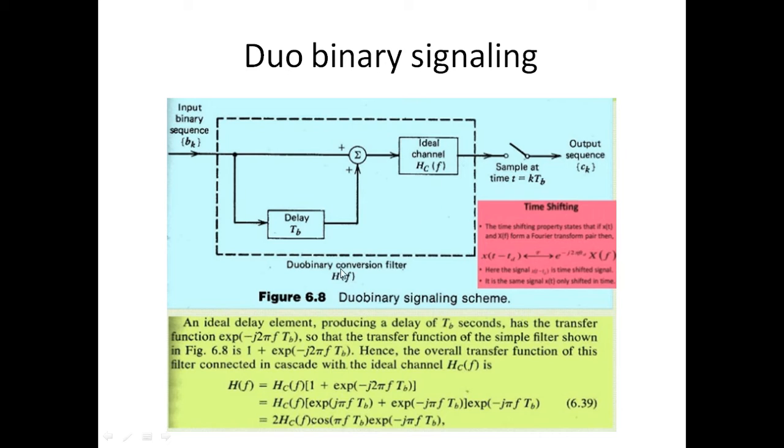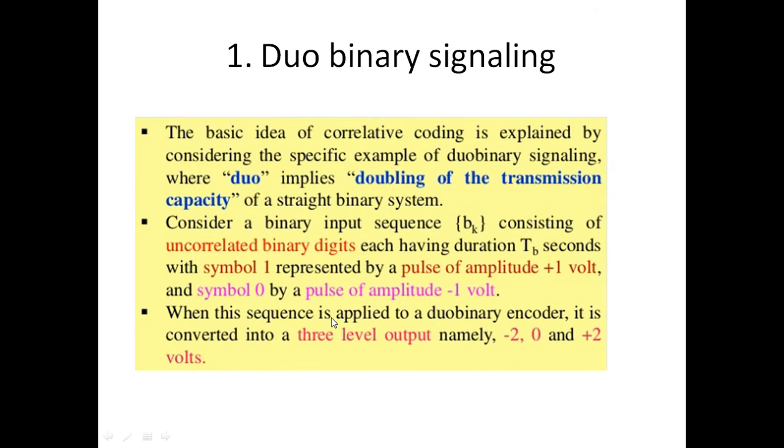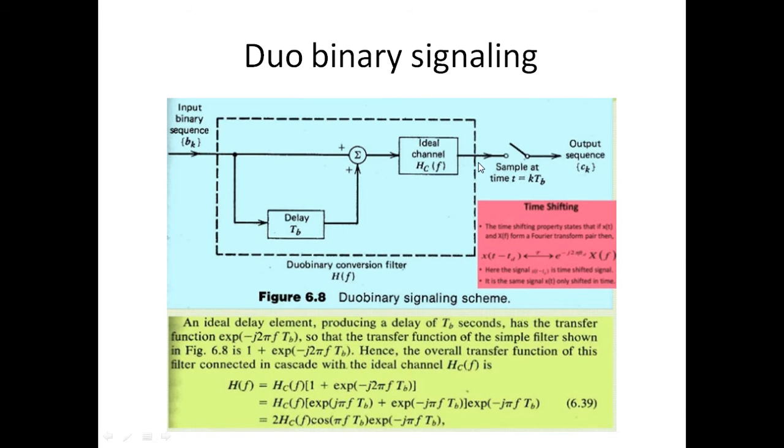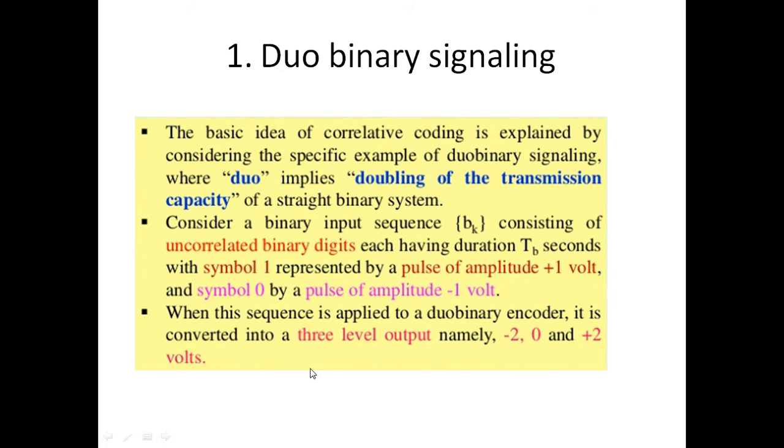The dotted line section is called the duobinary conversion filter, where we give the input binary sequence, and the delayed sequence is also added together and given to an ideal channel filter. The input to the duobinary coder is a binary sequence BK. After this duobinary encoder, we get an output sequence CK. That output sequence is three level: minus 2, 0, plus 2.